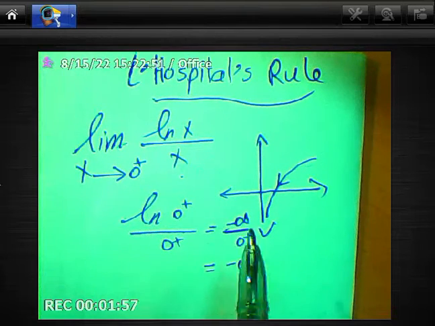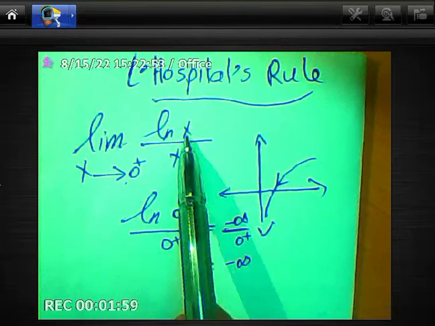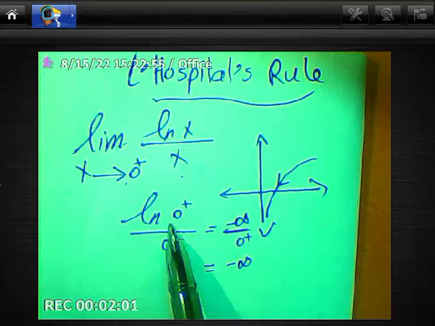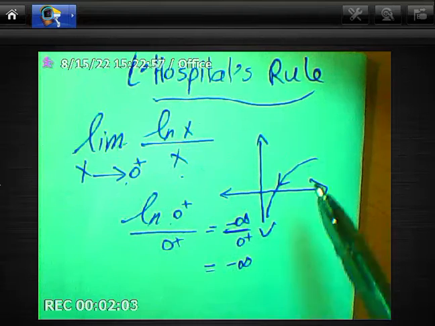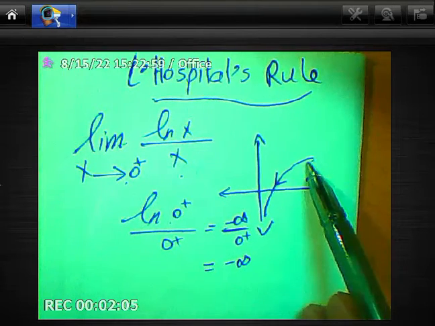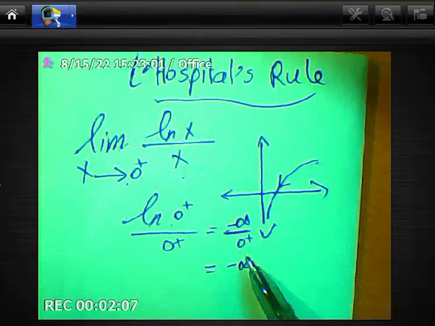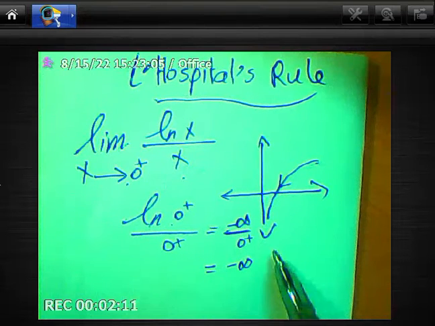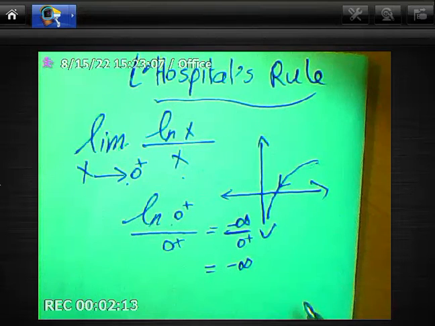infinity. Again, we can write 0 positive in the numerator and denominator. Then as x approaches 0 positive, from right hand side to left hand side, ln x goes to negative infinity, and we divide it by 0 positive. Negative infinity divided by 0 positive equals negative infinity, so the result of this limit will be negative infinity.